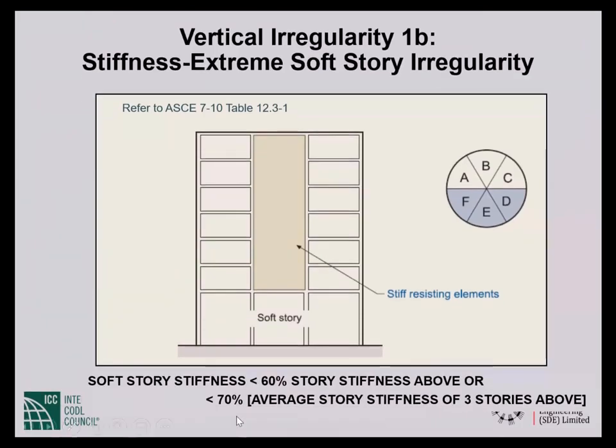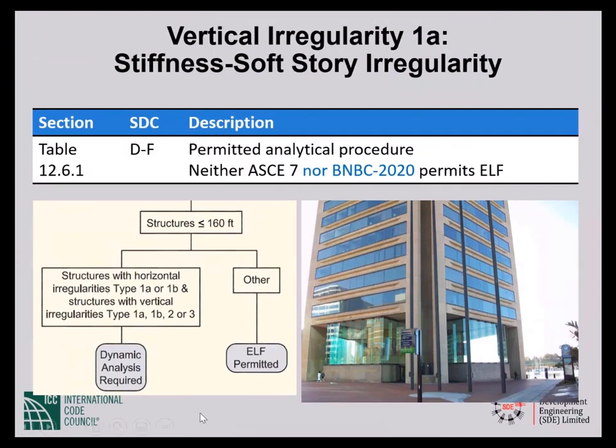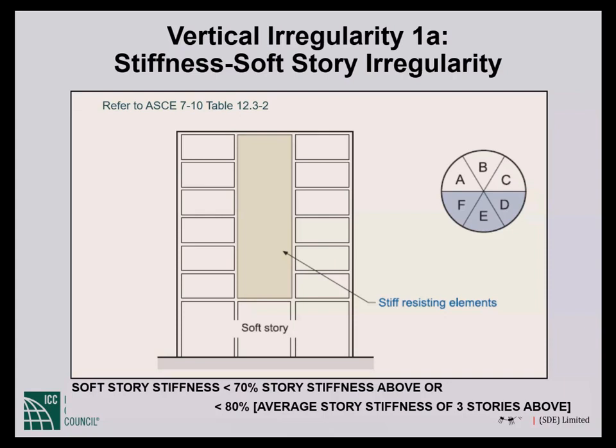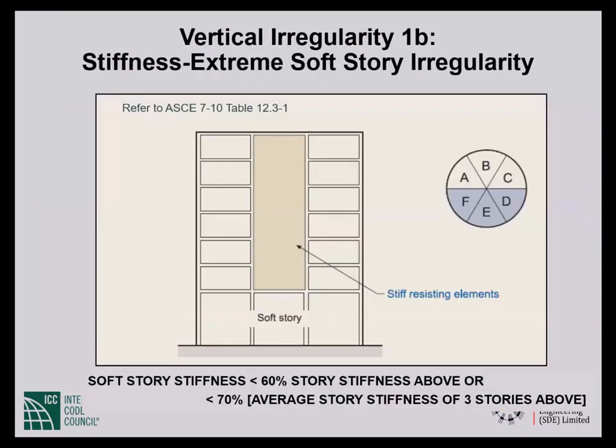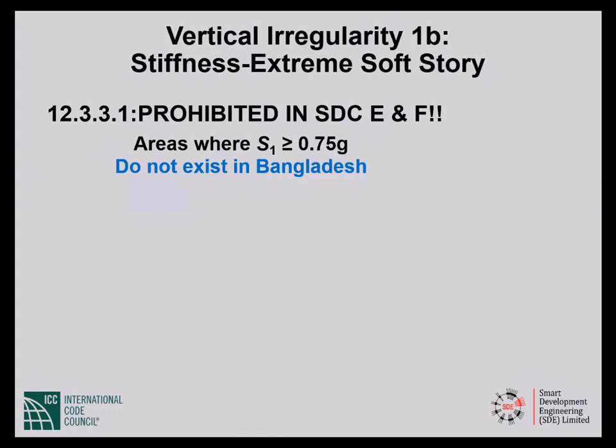Extreme soft story: stiffness is less than 60% of the story stiffness above. And so the regular soft story is 70% and 80% of average. The 70 goes down to 60 for extreme soft story, or 70 rather than 80% of average story stiffness of the 3 stories above. Okay, so this is extreme soft story.